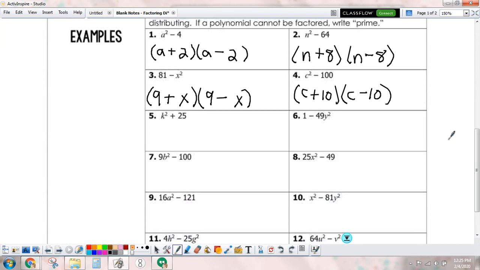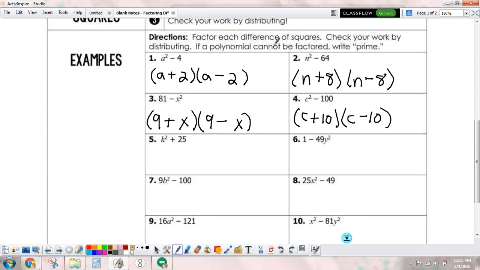All right, so number 5, we're going to look at this. The first step is to make sure that it is a difference of squares by making sure it has a subtraction sign. This does not have a subtraction sign. So, as the directions say, you need to factor each difference of squares, check your work by distributing, and then if a polynomial cannot be factored, you write prime. So since this is plus, we cannot factor this. It is not a difference of squares. We're going to write prime.